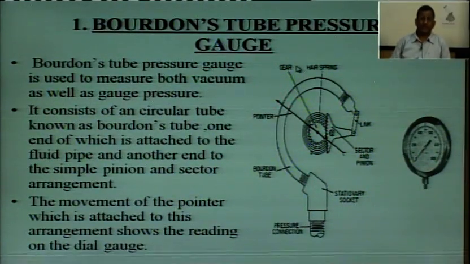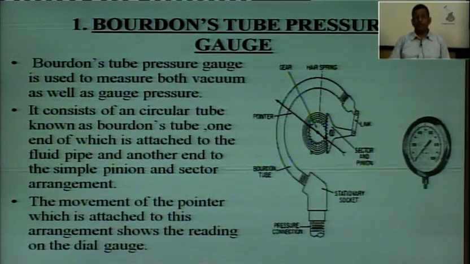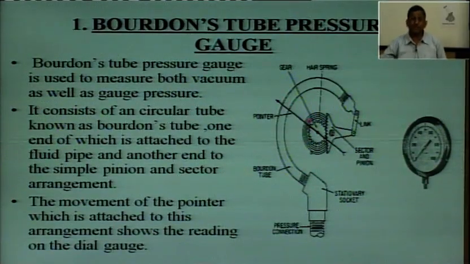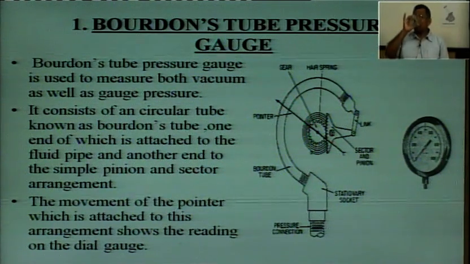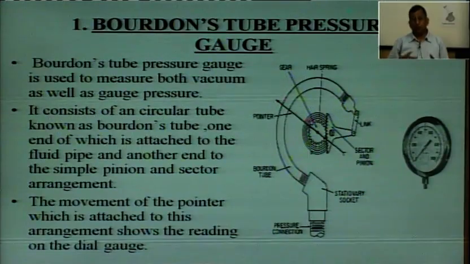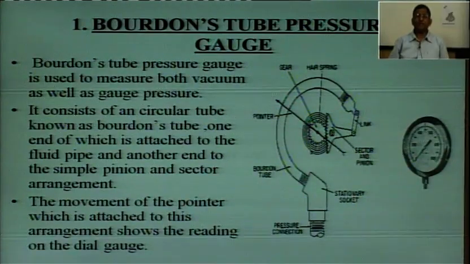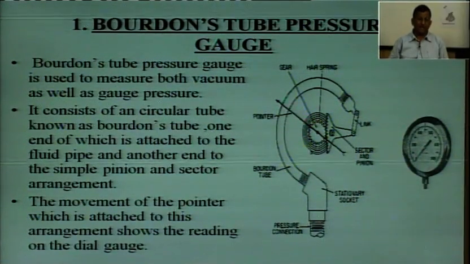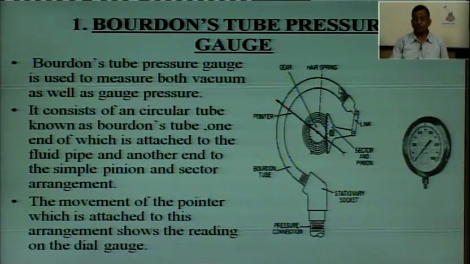The Bourdon tube pressure gauge is used to measure both vacuum as well as gauge pressure, meaning it is used to measure positive pressure or negative pressure. It consists of a circular tube known as the Bourdon tube. This is the Bourdon tube, a curved one.